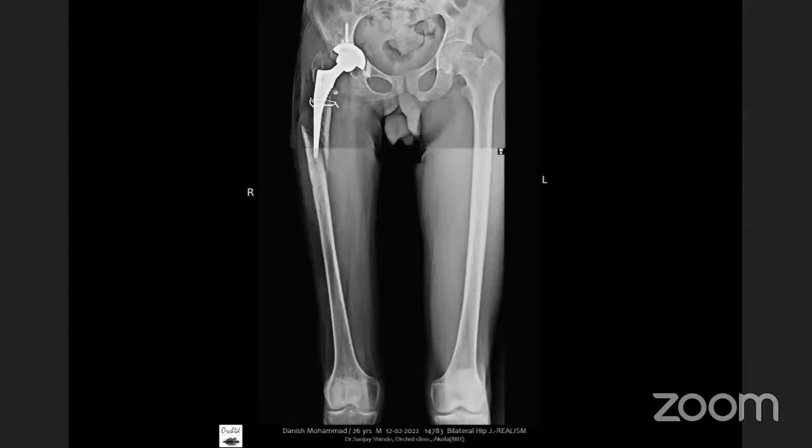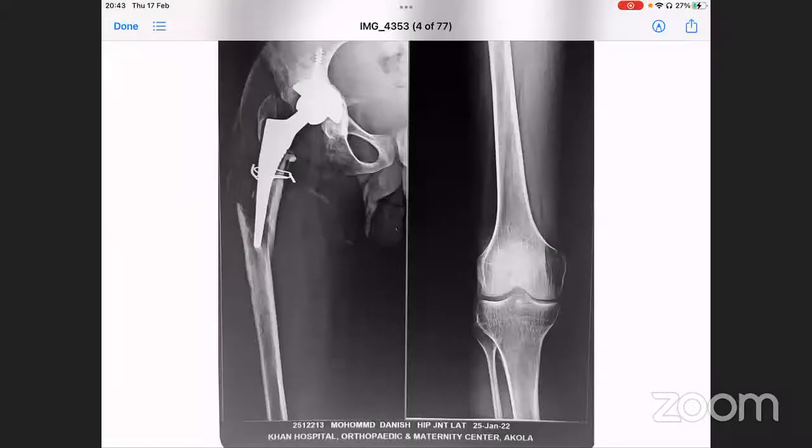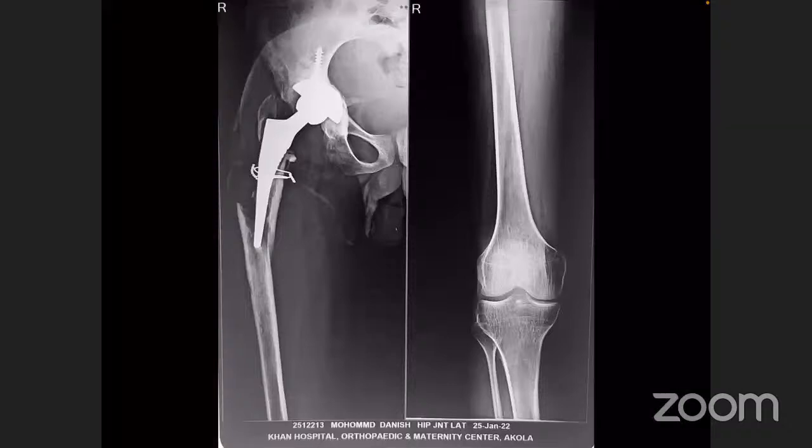The slide is not moving? No. Yeah, we are able to see only the first X-ray still. First X-ray only? Sorry. Yes. Okay, 1 minute. Sanjay, you'll have to share again. Yes, sir. So, am I visible now? Yes, sir. Is this particular X-ray getting seen?